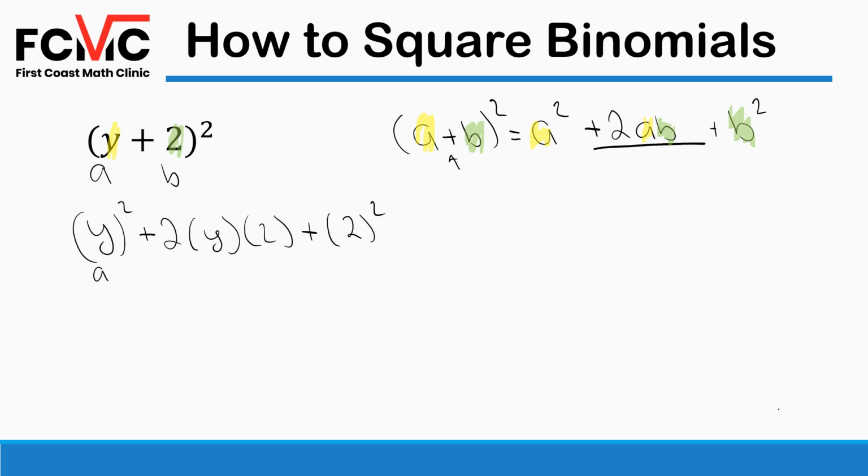So again, this is a, and then 2ab, and then b. So now we can square our y, which is just going to give us y squared. 2 times y times 2 is going to give us 4y. And then 2 squared is going to give us 4. So again, we're just using this formula here to square our binomial.